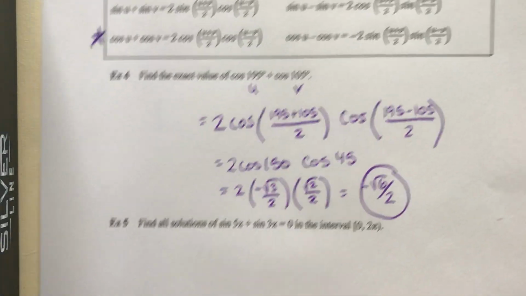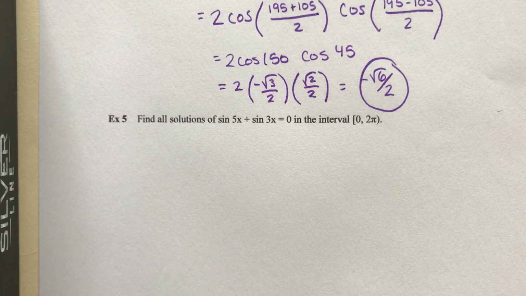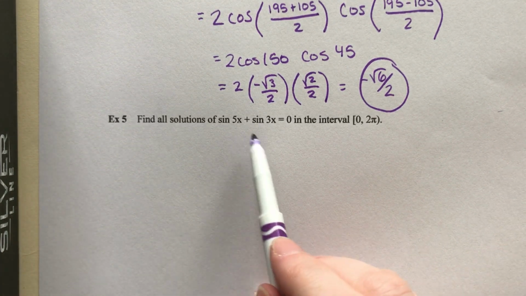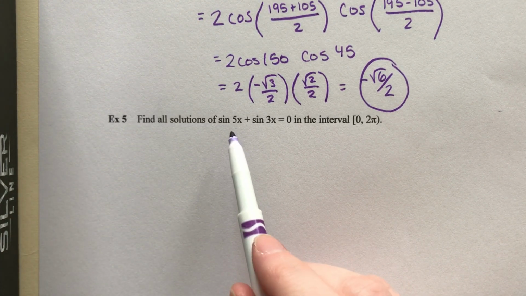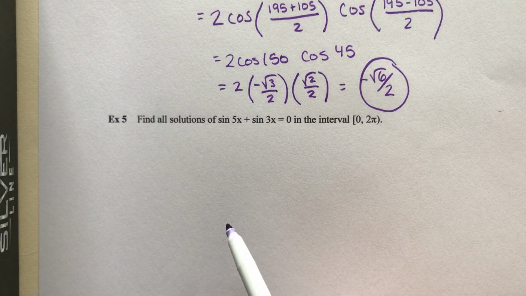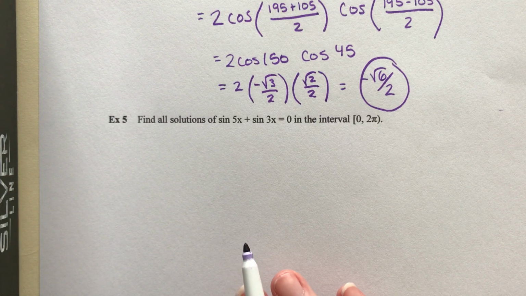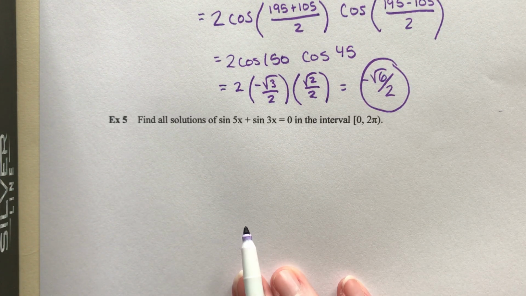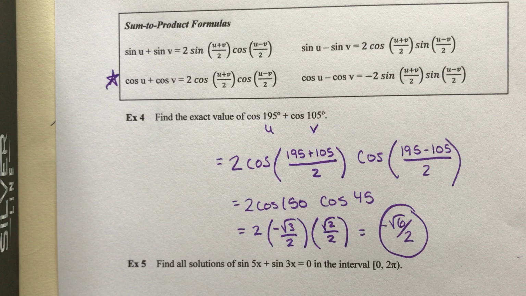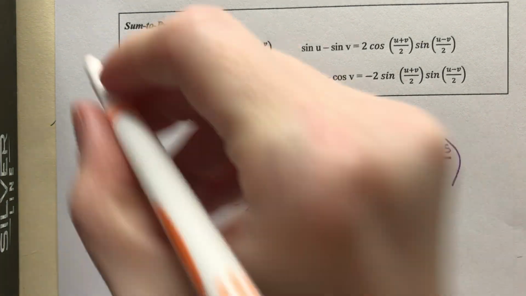Okay, last question, number 5. Find all solutions of sine of 5x plus sine of 3x equals 0 in the interval from 0 to 2 pi. So I'm looking at this and I see that I have a sum. So I could use my sum to product formula. That will help me combine these, hopefully making it easier to solve. Because right now I don't know what to do to get sine by itself because I have 2 of them and they're not like terms. So I'm going to use my sum to product formula. I'm going to look for the right one. So I'm looking for a formula that is adding 2 sines together. So that would be this first one up at the top here.